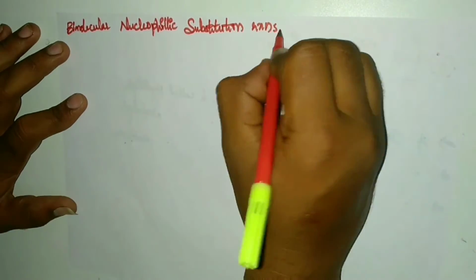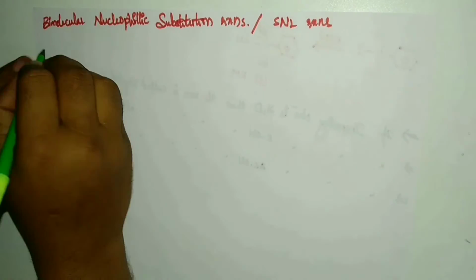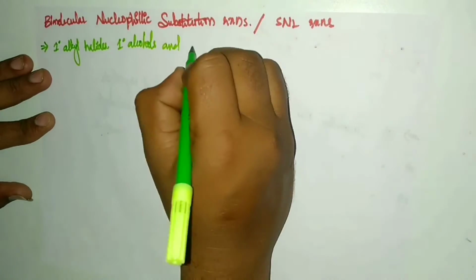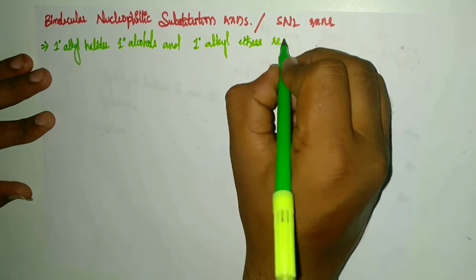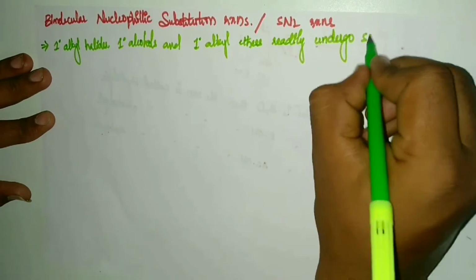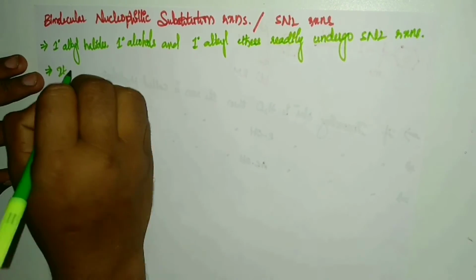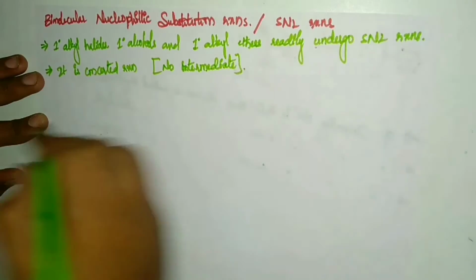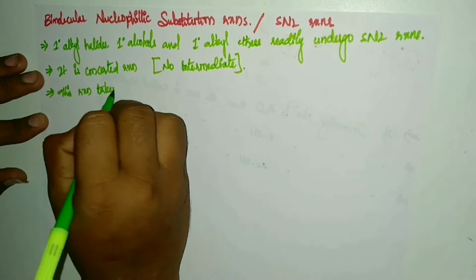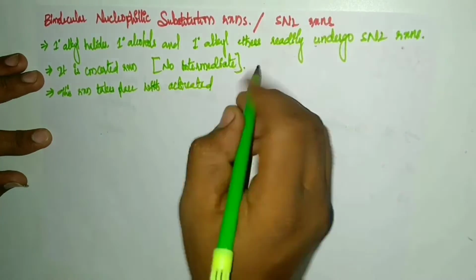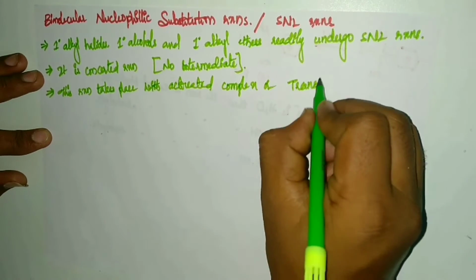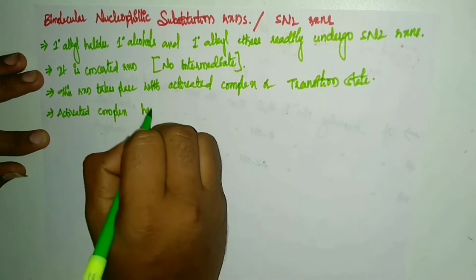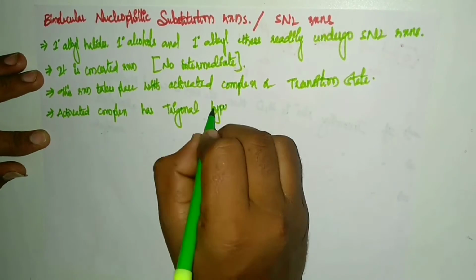Bimolecular nucleophilic substitution reactions are SN2 reactions. Primary alkyl halides, primary alcohols, and primary alkyl ethers readily undergo SN2 reactions. It is a concerted reaction, so there is no intermediate, no carbocation, and no rearrangement. This reaction takes place with an activated complex or transition state, and the activated complex has trigonal bipyramidal geometry.